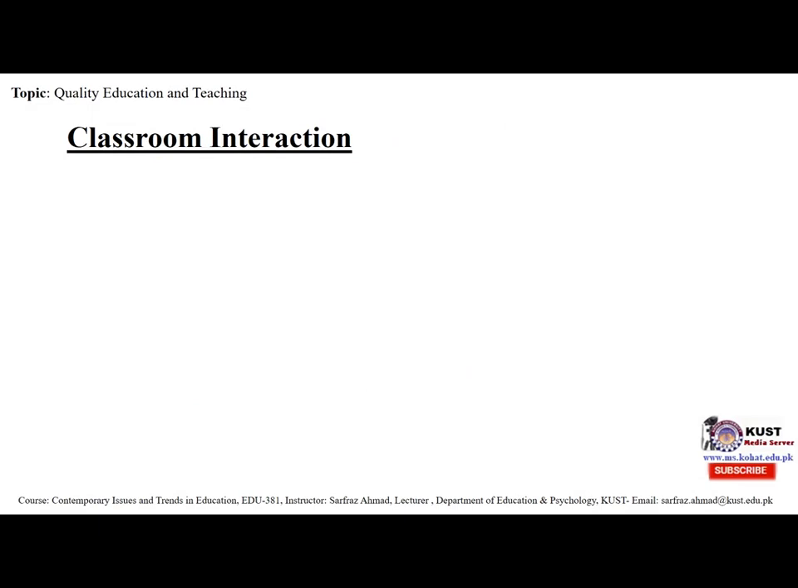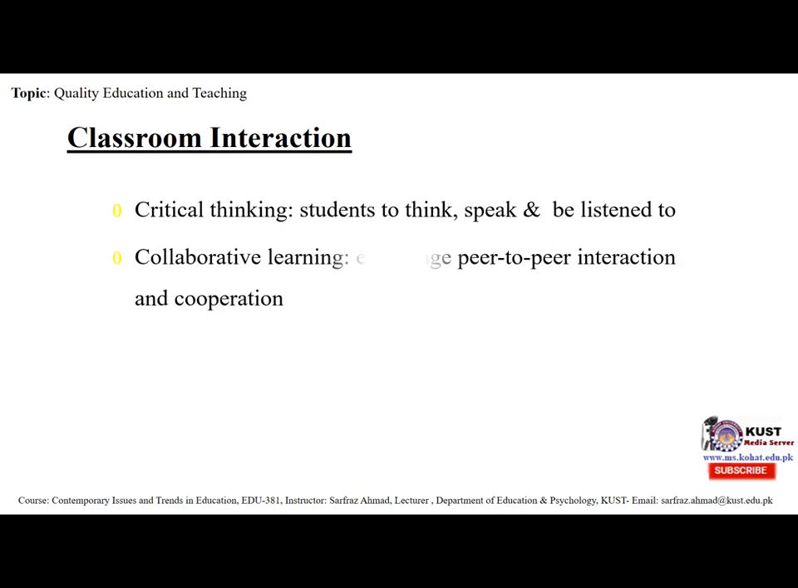Then, what is classroom interaction? Social interaction plays an important role in learning. Interacting with other people has proven to be quite effective in assisting learners to organize their thoughts, reflect on their understanding, and find the gaps in their reasoning. In classroom interactions, critical thinking means students think, speak, and are listened to.